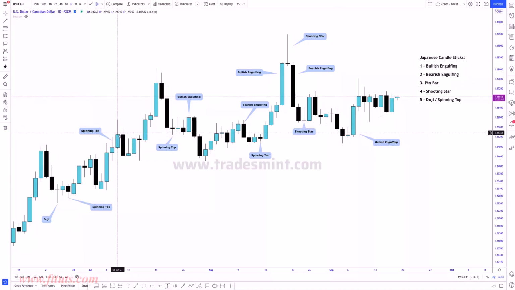Some examples of that: a spinning top here, you can see it's not really bullish nor bearish.